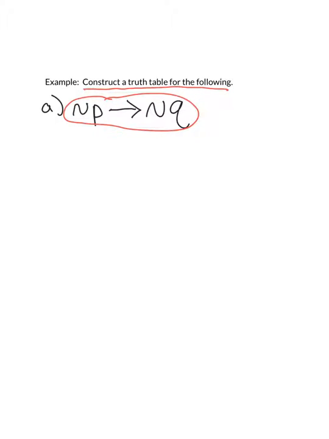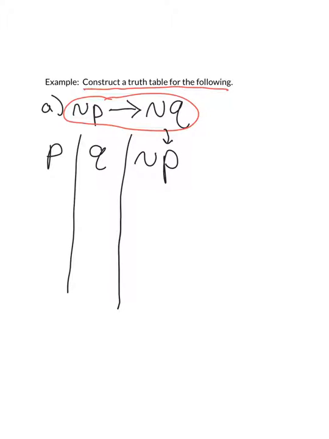Thinking back to the last video, we said when you see two different letters, the setup's the same. So I need a P column and I need a Q column. You always need a separate column for each distinct letter that you see. And whatever you want the truth table to be about, remember that's your final column heading. So in this case, if not P, then not Q will be that final column heading. With two different letters, the setup is the same. You always have 4 rows.